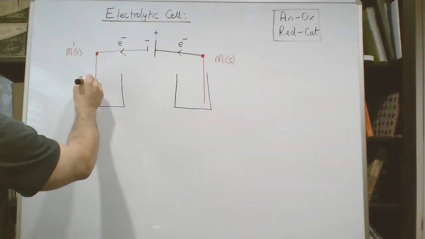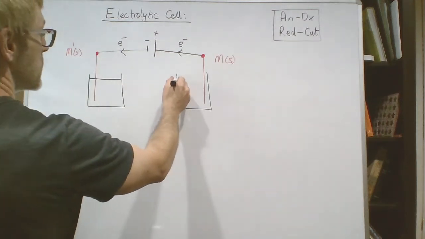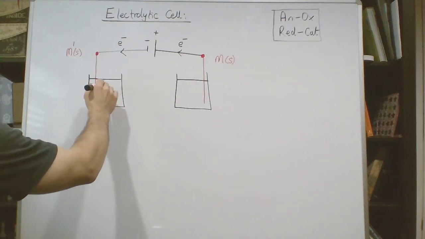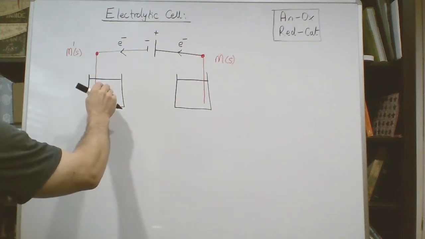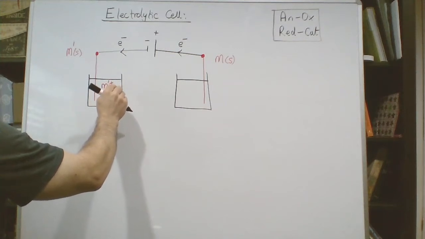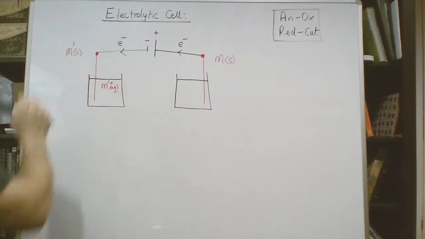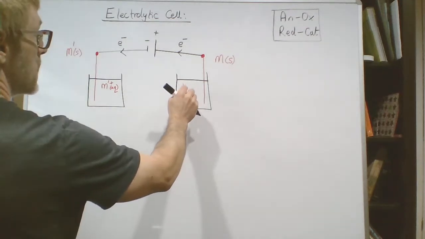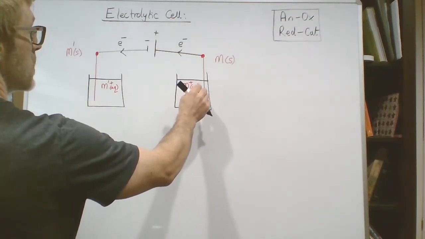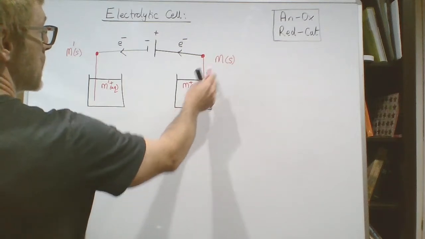So this is going to be in a solution. And we have M prime positive aqueous, so the cation of the electrode. And here we just have M positive aqueous. Again, the cation of the electrode.